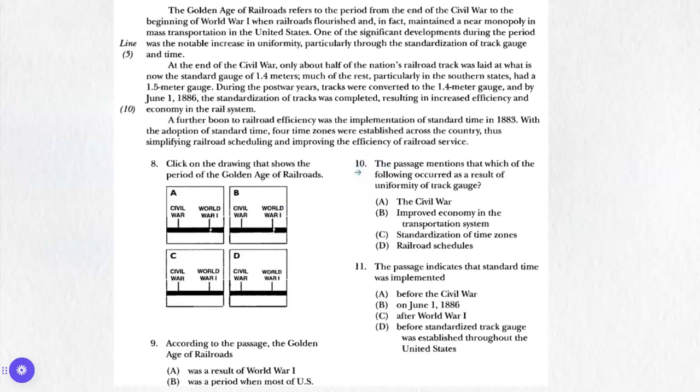The passage mentions that which of the following occurred as a result of uniformity of track gauge. The passage indicates that standard time was implemented. This is my keyword, standard time. And maybe I will have to find a synonym of implemented. Over here it could be result. Maybe I will not see the word result, but maybe a synonym like consequence, or as an effect, etc. Okay?